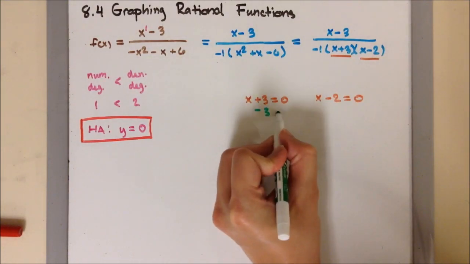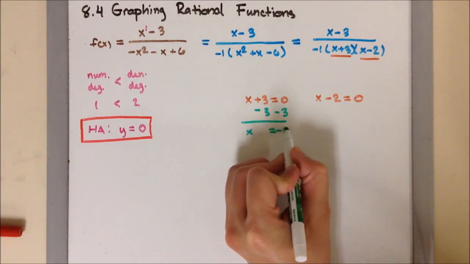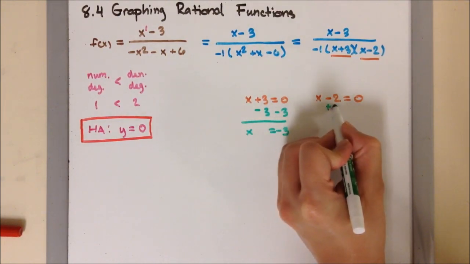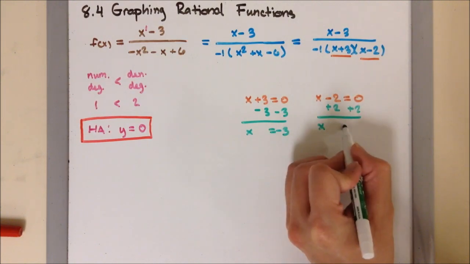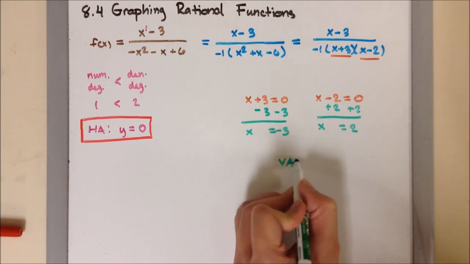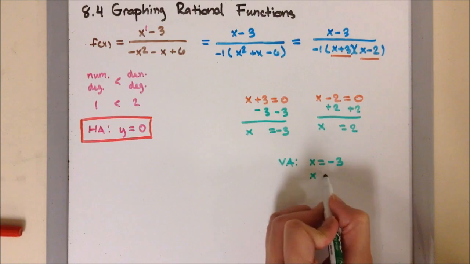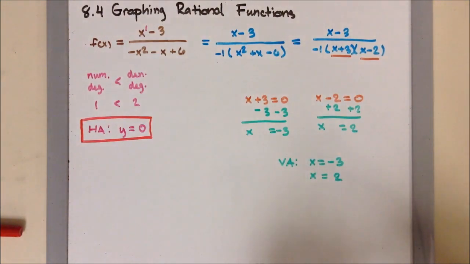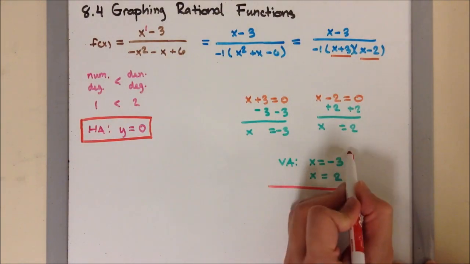So minus 3 on both sides for the left. So x equals negative 3. Here I'm going to add 2 to both sides. And this will be x equals 2. Therefore, my vertical asymptotes are x equals negative 3 and x equals positive 2. So that's going to be our vertical asymptote. And I'm going to box that up.